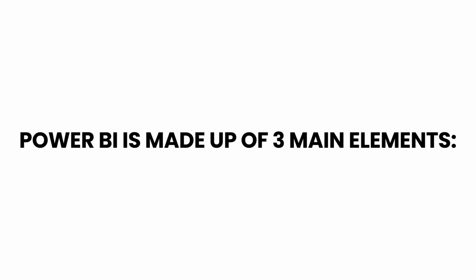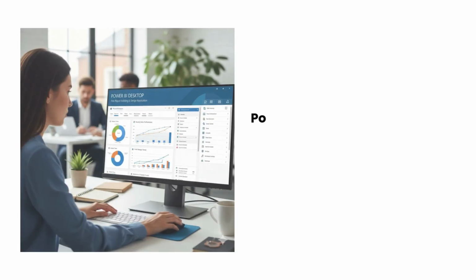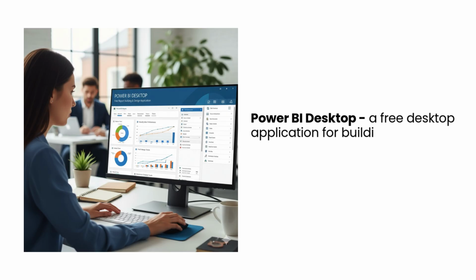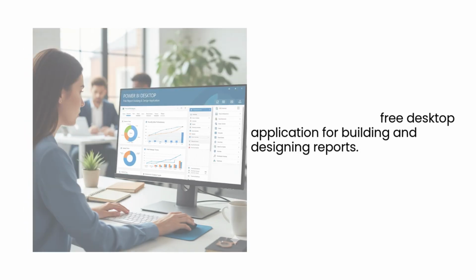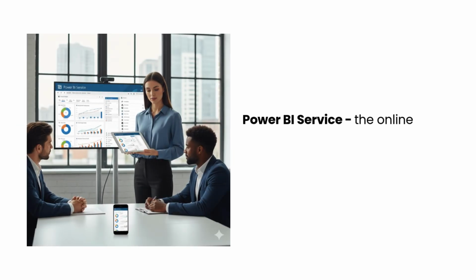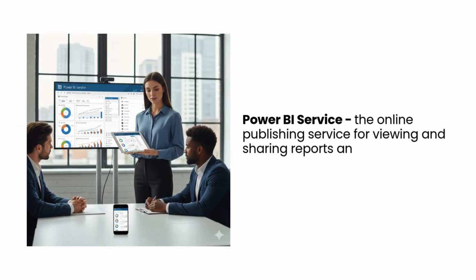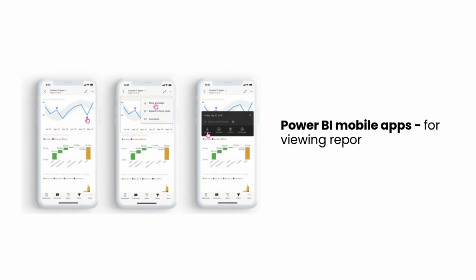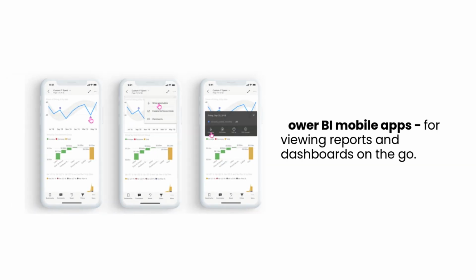Power BI is made up of three main elements. Power BI Desktop, a free desktop application for building and designing reports. Power BI Service, the online publishing service for viewing and sharing reports and dashboards. Power BI Mobile Apps, for viewing reports and dashboards on the go.